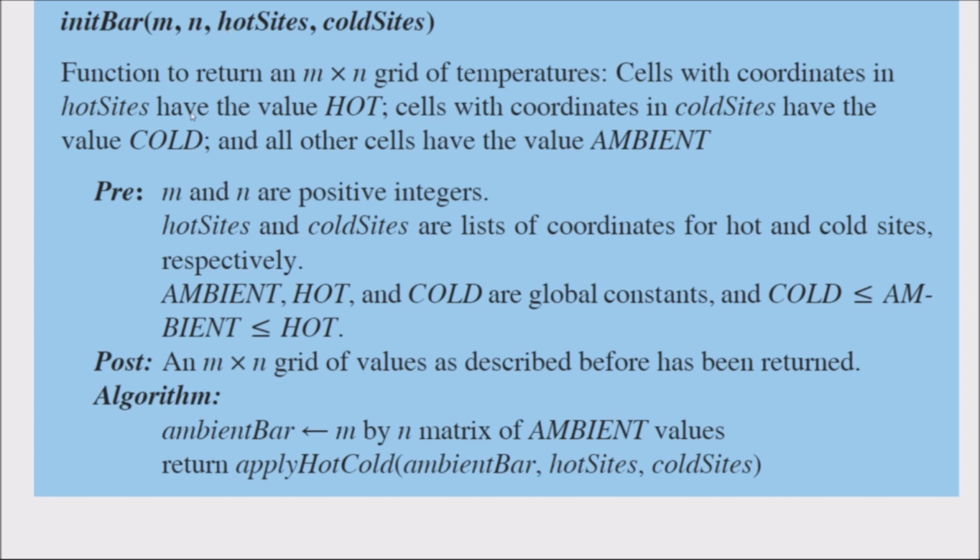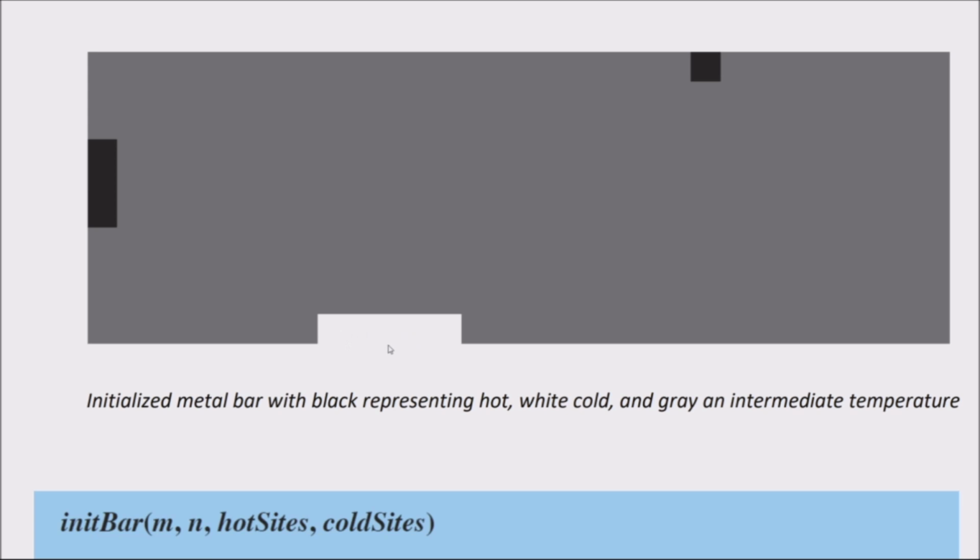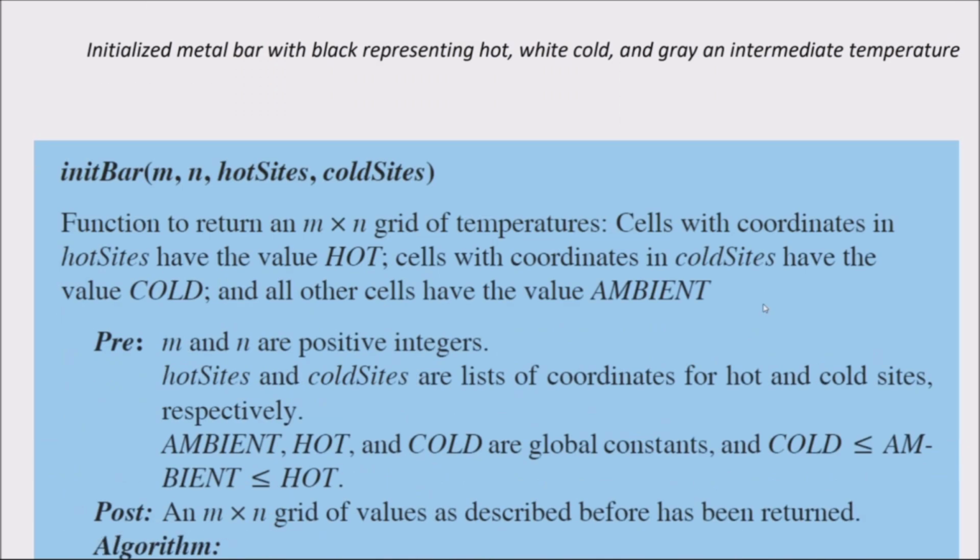Right, so here what it says is function to return m and n grid of temperatures. Cells with coordinates in the hot sites have the hot value, and cells with coordinates in the cold sites have the cold value, and the other cells have the ambient. So that means the environment temperature. So what this means is, I have the cold here and I have hot here, and the rest we consider as ambient, which is the environment energy or the heat.